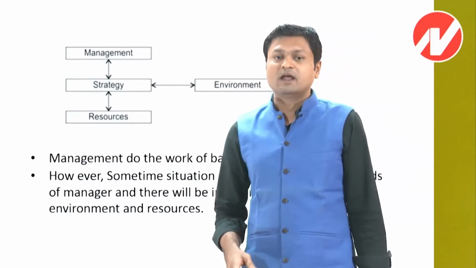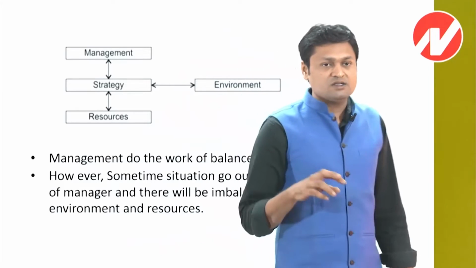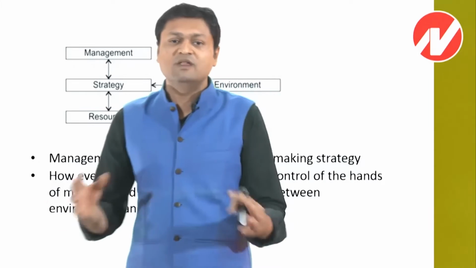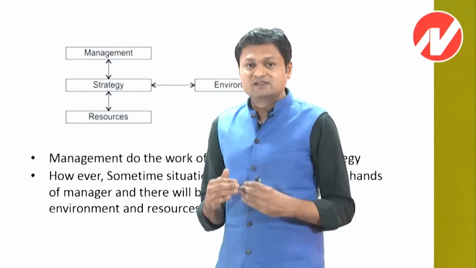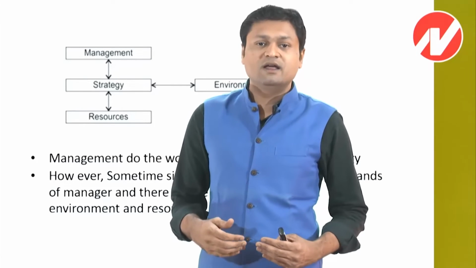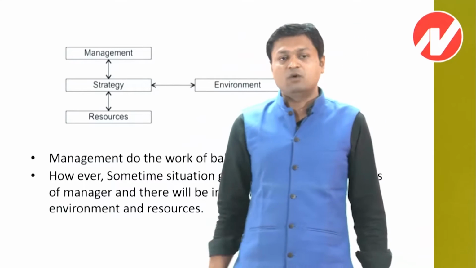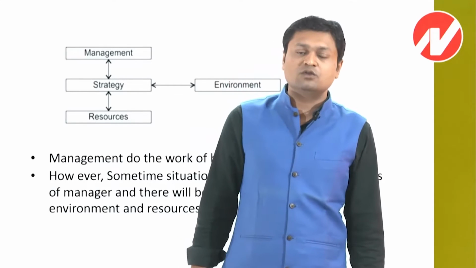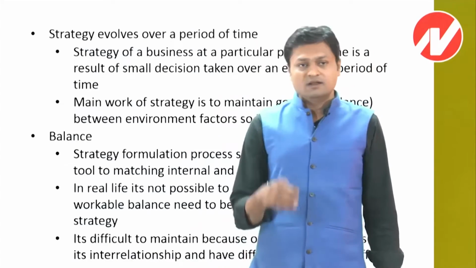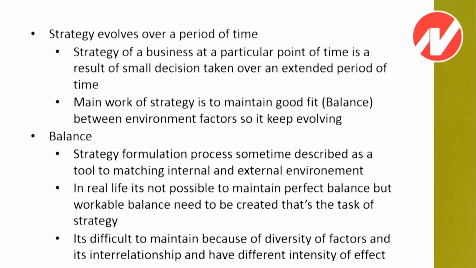Sometimes what happens? Sometimes this balance is going to be disturbed. When there is external environment change and you are not able to manage the things, and things go out of the hand of the management, and this balance gets disturbed, we can say that there is a risk which happened. So this is the third point. First point we understood, strategy evolves over a period of time. Second point we understood, that is balance. Let us go through the PPT to understand how to write it into the exam.